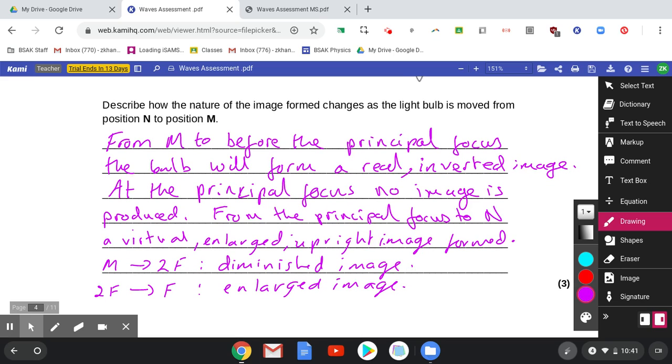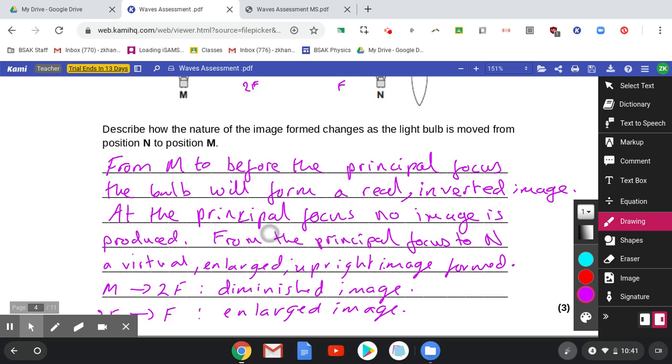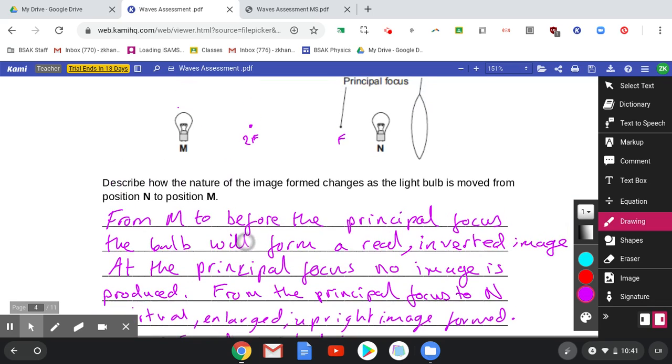So I've written all that out. So when from this position to before the principal focus, so from there to there, the bulb will produce a real image on this side and an inverted image. And that's regardless whether it's from here to here or from anywhere in between as well.